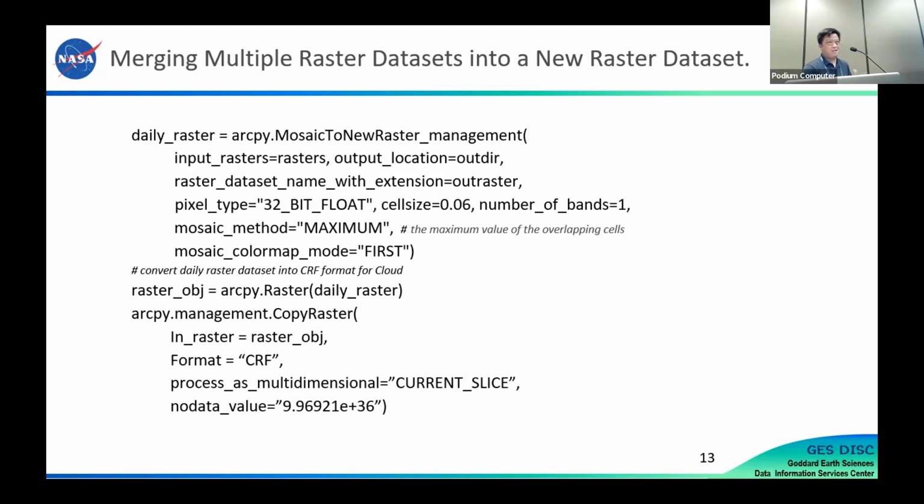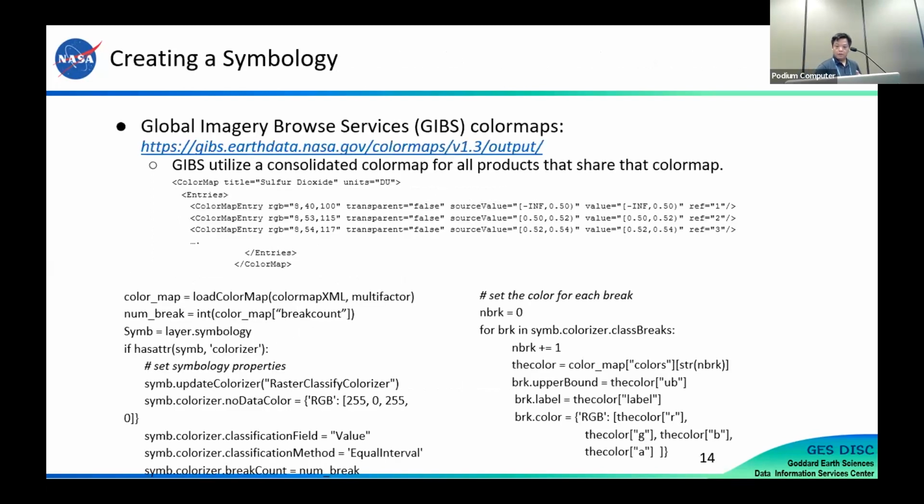CRF is a specific format of the Esri ArcGIS software. The CRF is optimized for cloud storage and access. By using the CRF, we can enhance the performance and accessibility of the raster dataset in the cloud environment. We also use the GIBS color map to create the symbology. This symbology helps visualize and compare the TROPOMI imagery in an intuitive manner and is consistent with the other GIBS products.